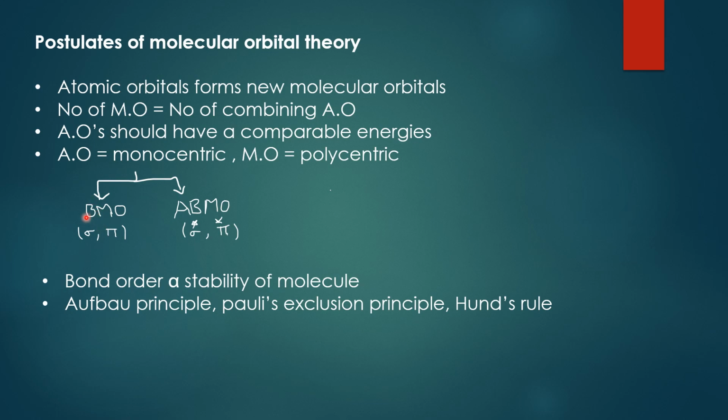The next postulate is that bond order is always directly proportional to the stability of the molecule. When the bond order of a particular molecule is greater, its stability increases. When the bond order decreases, its stability also decreases. The next postulate is that while filling electrons in molecular orbital energy diagrams, we have to follow three rules: the Aufbau principle, Pauli's exclusion principle, and Hund's rule.